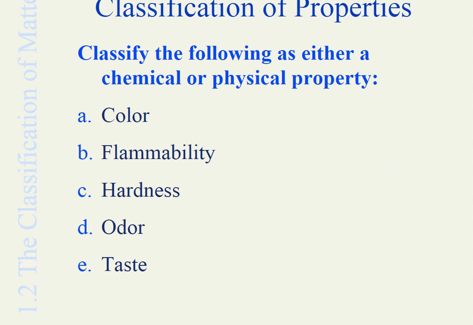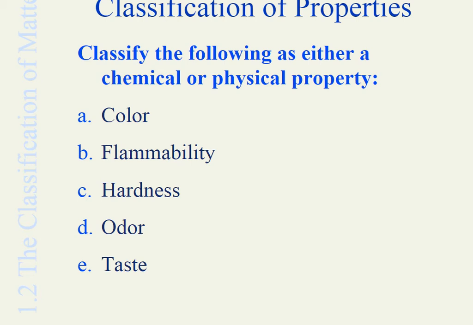Now let's test your understanding of physical or chemical property with the following questions. Here, in this question, you are given five different situations: color, flammability, hardness, odor, and taste. Classify the following as either chemical or physical properties.